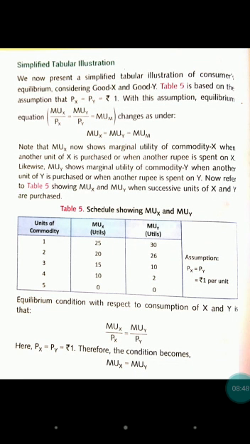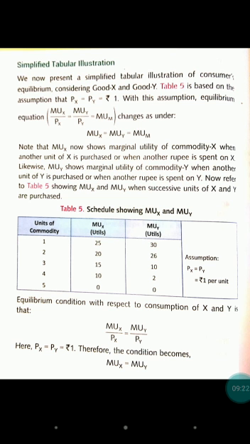Now we are looking here that MUX 10 and MUY 10 are equal. If we are consuming 3 units of Y and 4 units of X, we are in a state of equilibrium: MUX upon PX equals MUY upon PY.